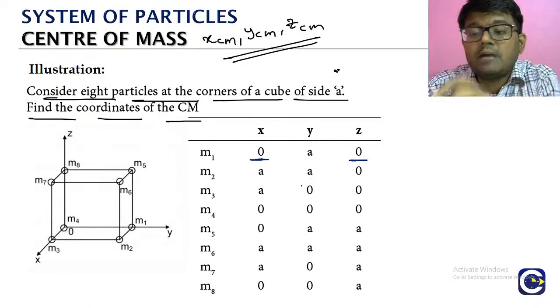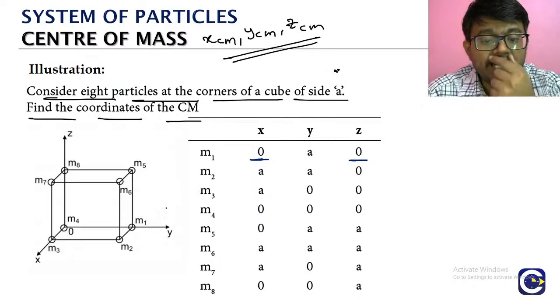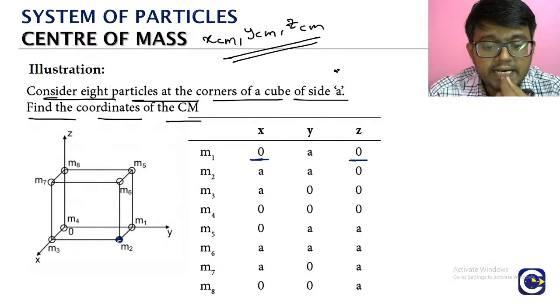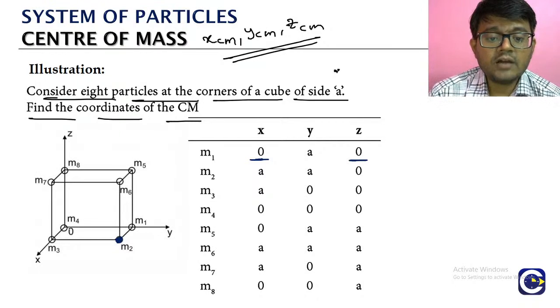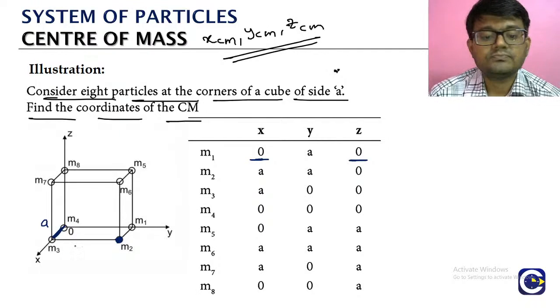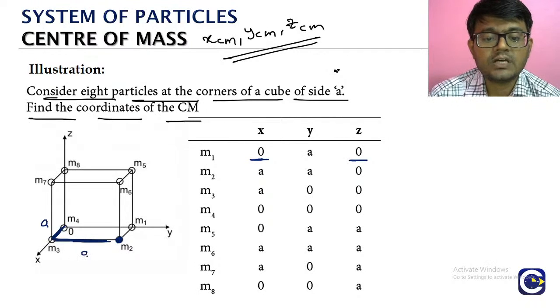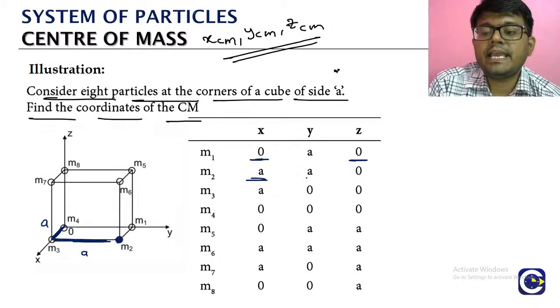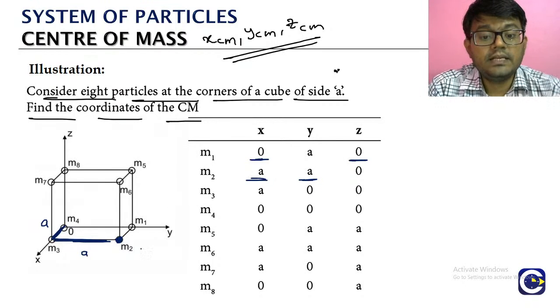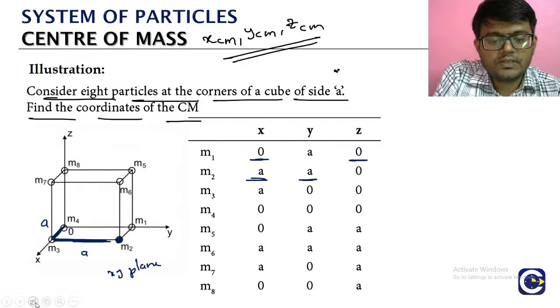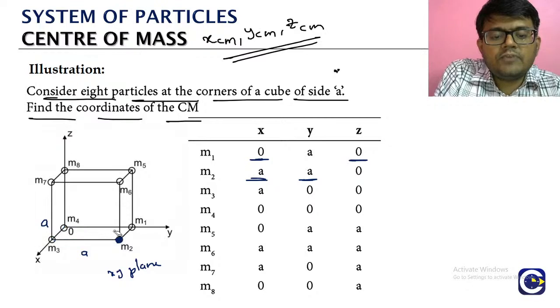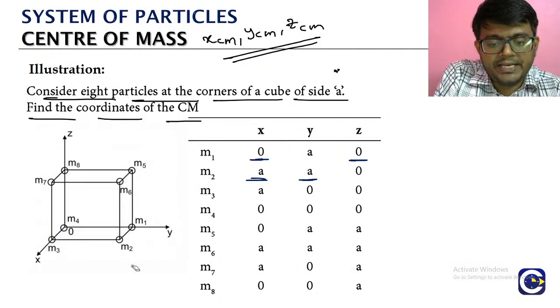0, a, 0. Now let us go to the M2. Where is M2? See, M2 is here, right? M2 is here means look at this. Along the x-axis we have to cover a distance a, and along the y-axis we have to cover a distance a, means x coordinate a, y coordinate a. It is in the xy plane. M2 is in the xy plane, so z coordinate will be 0. Clear? So like that we have to write down for each and every point.